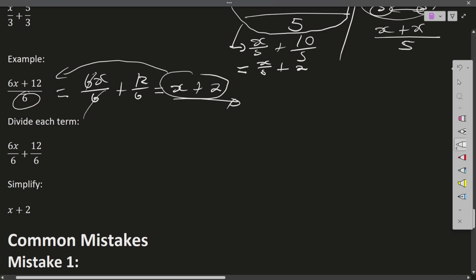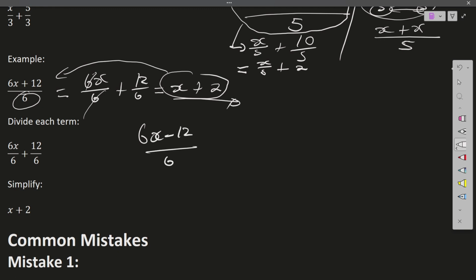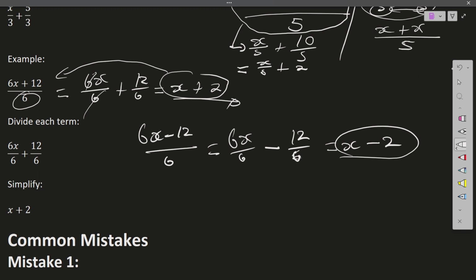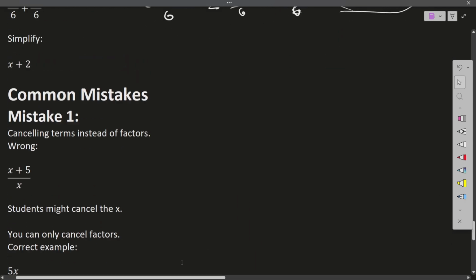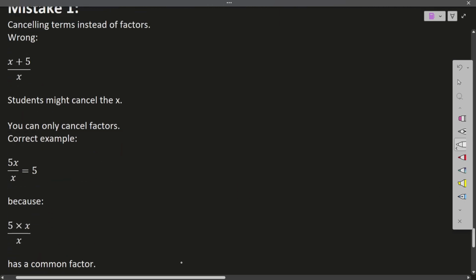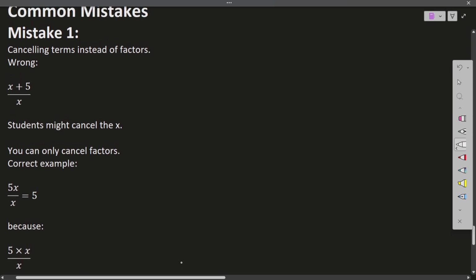If you had a minus sign, for example 6x minus 12 all over 6, what you would do is 6x divided by 6 minus 12 divided by 6. Please do not neglect the minus sign. So that is basically x minus 2. Please don't neglect the sign that you have in the middle. Thank you. That is just one of the common mistakes you may encounter.